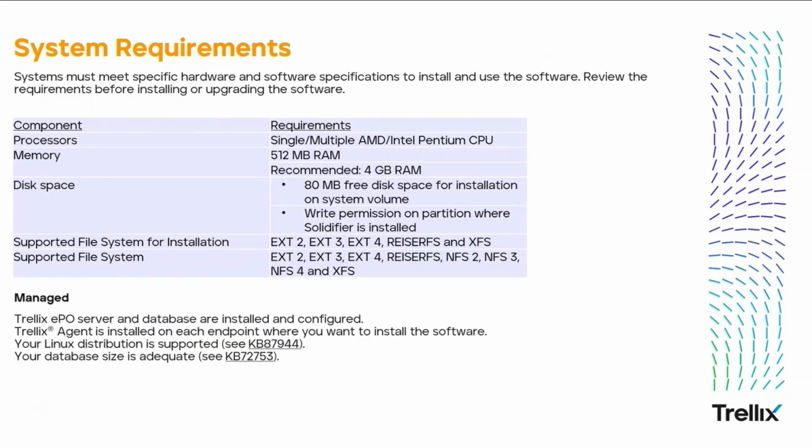For a managed environment, we need the Trellix EPO server and database installed and configured. The Trellix agent must be installed on each endpoint where you want to install the software, and your Linux distribution should be supported, using KB 87944. Your database size should be adequate; see KB 72753. For unmanaged, your system kernel should be supported; check KB 91985. And your Linux distribution should be supported, KB 87944.